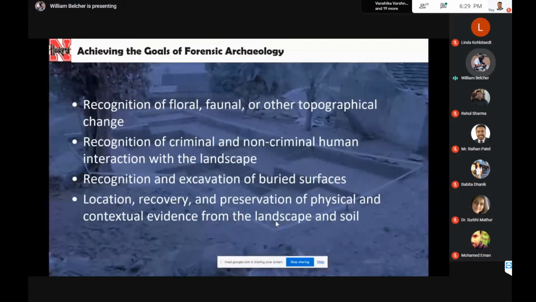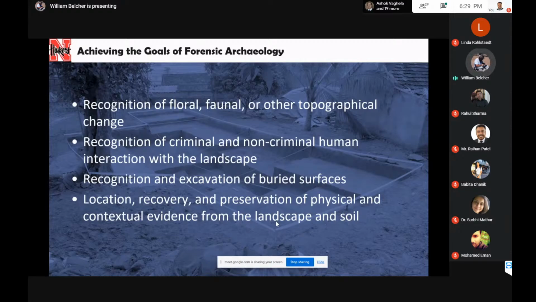So the other thing that we want to do in forensic archaeology is recognize any floral or plant, faunal or animal, or other topographical changes. How has the landscape changed since the crime occurred? Has there been a landslide over the top of it? Have the animals dispersed the remains? Is there a way to use the plant life on there to locate other aspects of the crime scene?